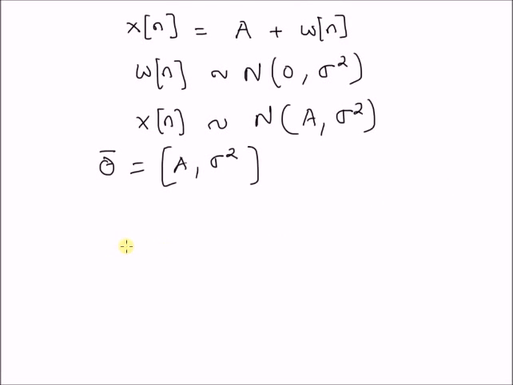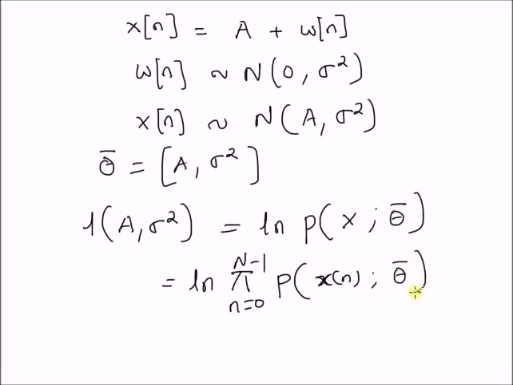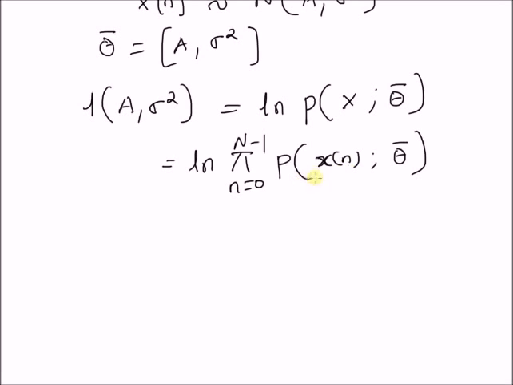Now in order to calculate the CRB for these two parameters, we have to first set up the log likelihood function, that is L of the parameters a and sigma square, which is given by the logarithm of the probability distribution of the vector of observations x and the parameter vector theta bar. This can be simplified as the logarithm of the product n equal to 0 to N minus 1 of the probability distribution of x of n, where x of n is the nth observation, with the parameter vector theta bar. And we already know the probability distribution of x of n with the parameter vector theta bar is a normal distribution.